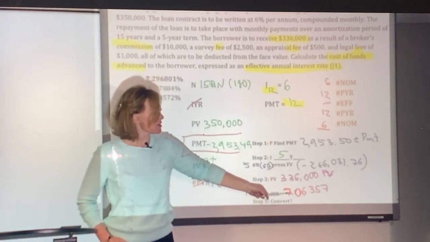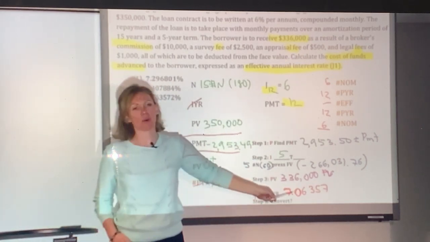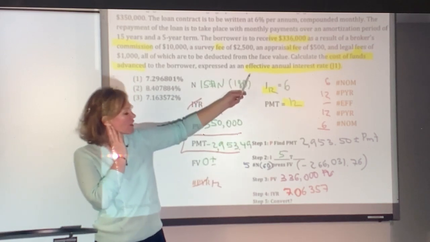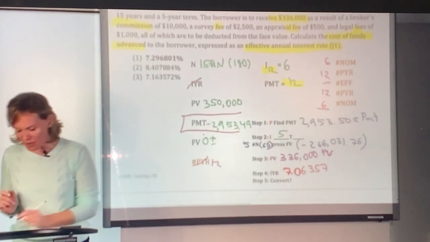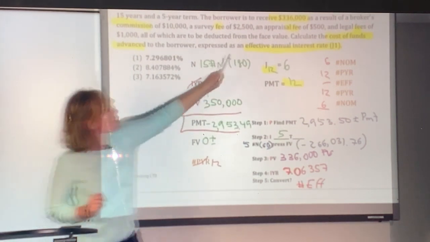Now what's this? That is a J12, right? PYR was 12. So that is a J12 equals 7.06. Don't question yourself too much. Just convert it to what they want at the end. So if they want an effective rate, then what do you do with this J12? Then you press shift effective. And the reason you do the effective is because they want J1 in the question, they want an effective.